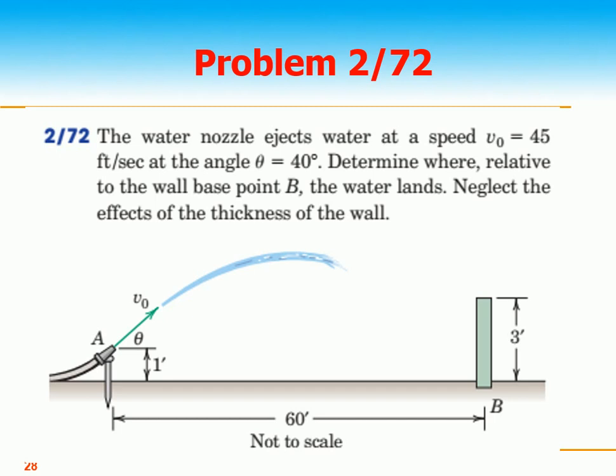Next problem is 2-72. The water nozzle ejects water at a speed of v0 equal to 45 feet per second at an angle theta equal to 40 degrees. Determine where relative to the wall base point B the water lands. Neglect the effect of the thickness. The initial height is 1 foot, and we need where it strikes here at this point. The distance between them is of course 60 feet. This height is 3 feet.